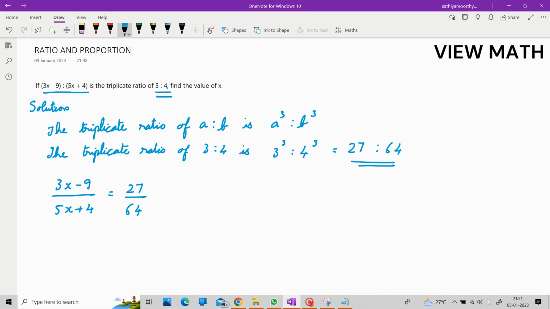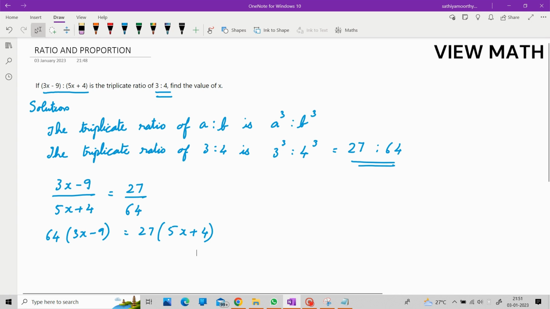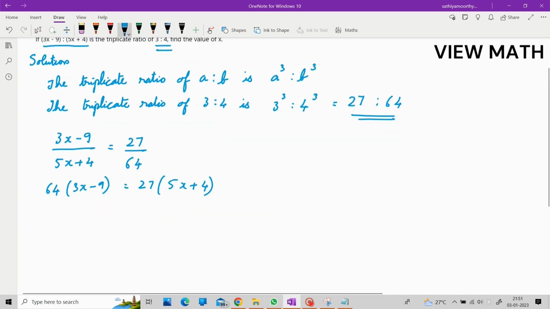So again the same procedure, we are going to cross multiply. 64 into (3x minus 9) is equal to 27 into (5x plus 4). Now I am going to multiply 64 and 27 inside. So I'll be getting 64 into 3 is 192x minus 9 into 64 is 576.